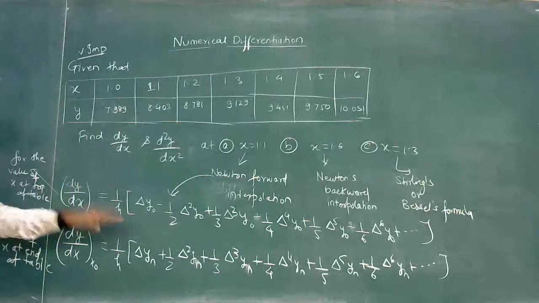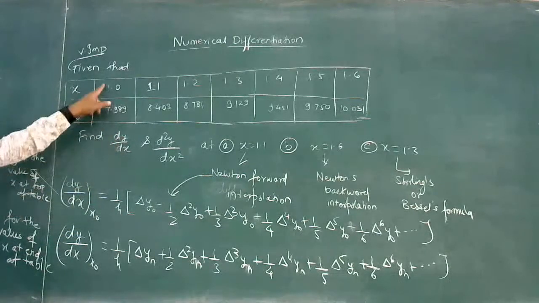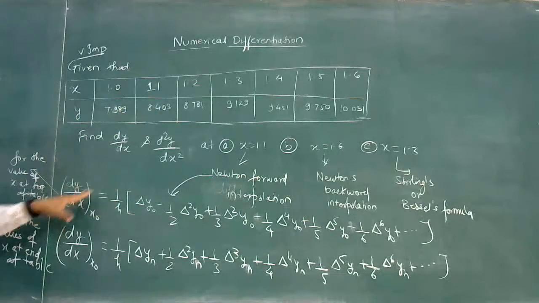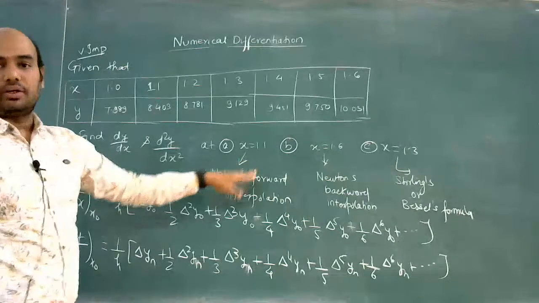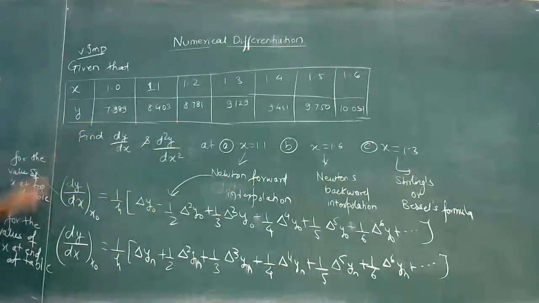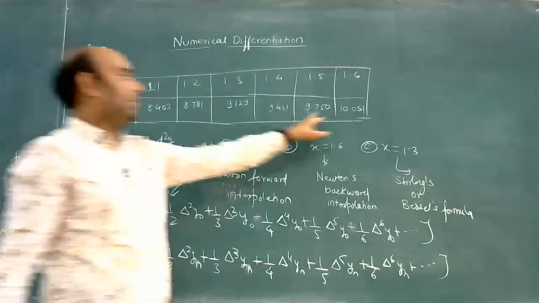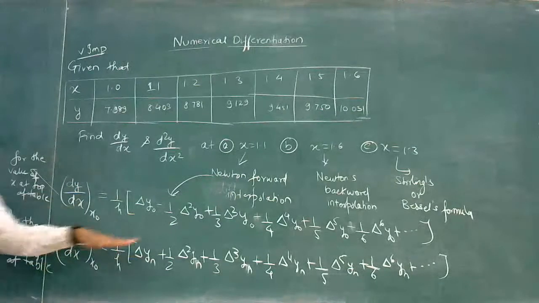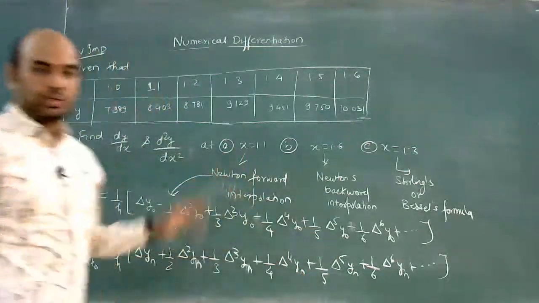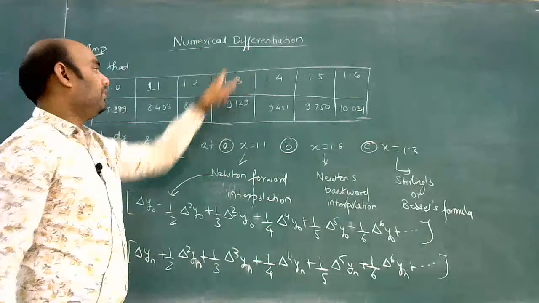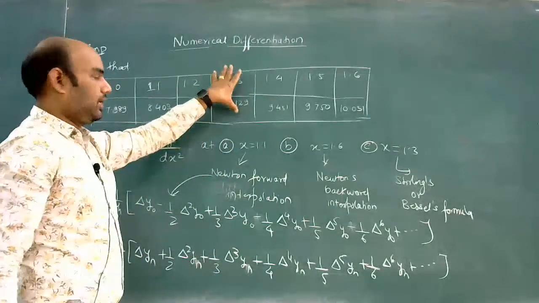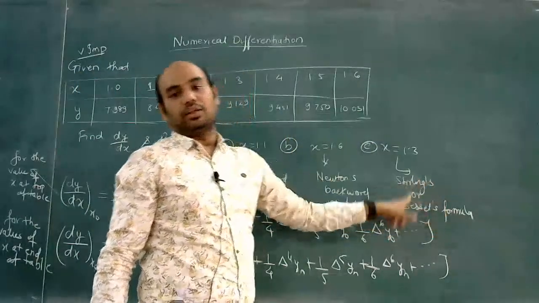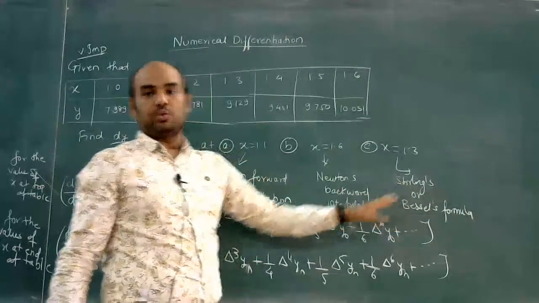So when we have to find the value of du by dx, let's say at 1.1, you use this formula, and we have derived it from forward interpolation. And when you have to find the value of du by dx at the end of the table, that is 1.6, we use this formula which is derived from Newton's backward interpolation. And if you want to find the value of du by dx at the middle of the table, we generally use Stirling's formula or Bessel's interpolation formula. Okay, so this should be clear too.